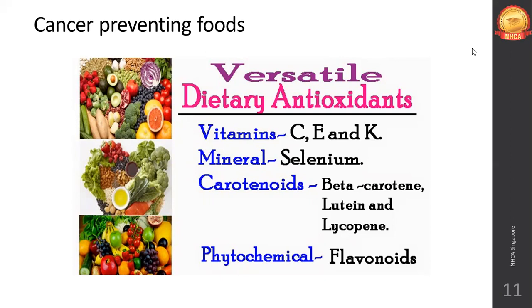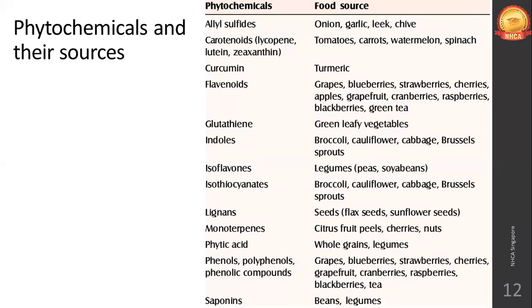Whole grains are rich in phenolic compounds like ferulic acid, caffeic acid. So they are cancer inhibitors. So giving whole grains to the cancer patient is ideal. Lignans, which are found in flaxseed, wheat bran, barley, have phytoestrogens that can prevent certain forms of breast cancer. Phytic acid as well. Phytic acid chelates. These are the phytochemicals and their sources. All these phytochemicals and all these sources are rich in antioxidant effect.